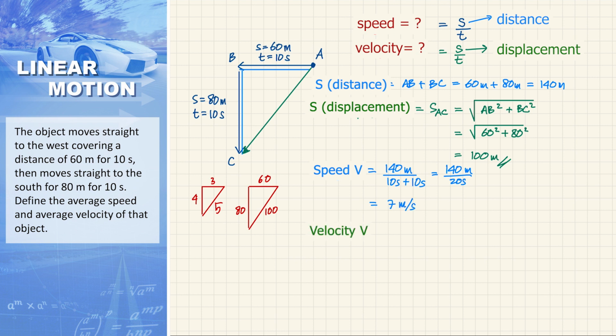And now, for the average velocity of the object, we calculate it as 100 meters divided by the time, which is 20 seconds. This results in a velocity of 5 meters per second. That concludes our discussion for this topic. It's evident that the direction of movement significantly impacts the value of speed and the value of velocity.